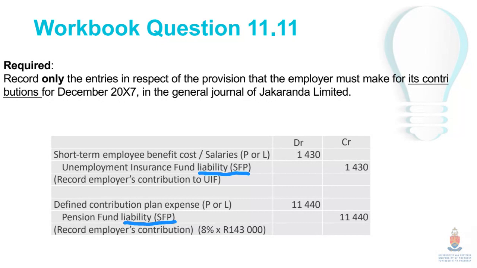I'm not too fussed about whether you write out unemployment insurance fund, as long as I trust that you know what the UIF is. But if it's just UIF, I don't know whether it's a liability or an asset, so I'm not going to give you the mark, right? So just make sure you're very careful about writing down liability or payable. And then obviously pension fund payable is the other account, right? So this is what our journal entries are going to look like to record the contributions.